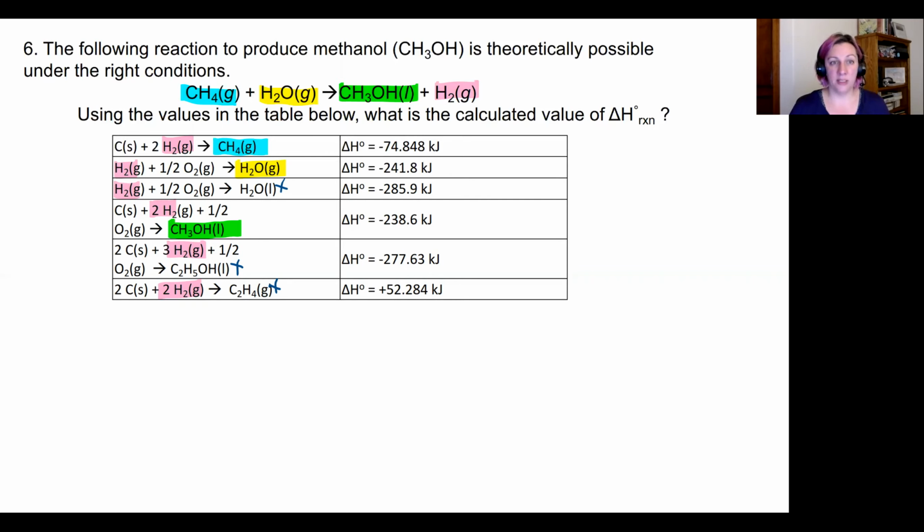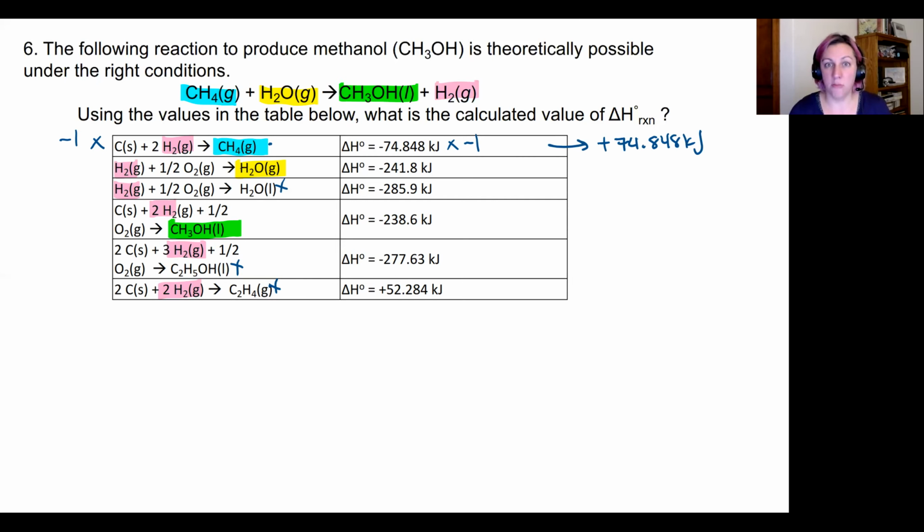So let's start now manipulating these. First off, I can see that my CH4 is on the product side rather than the reactant side. So I know I'm going to need to multiply this one by -1, which will multiply my enthalpy by -1. The coefficient is the same: I have one methane and one methane in both of the reactions, so that should be enough. So that's going to give me an enthalpy of reaction that's positive 74.848 kilojoules.